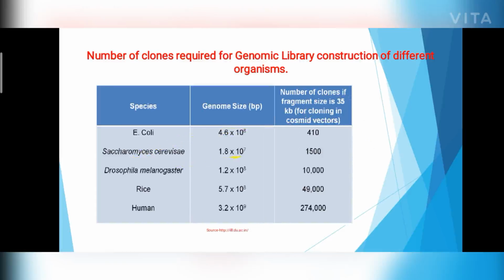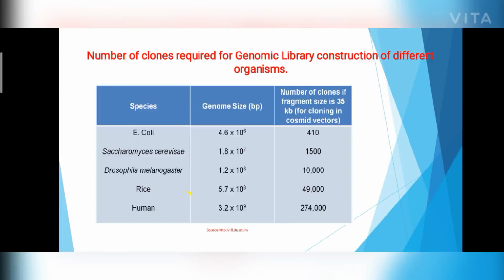E. coli genome is 4.6 × 10^6 base pairs. So if you are cutting this E. coli genome into small pieces, each piece of 35 kb in size, you require 410 cosmid vectors to hold the entire genome of E. coli. In the next example, yeast, it has 1.8 × 10^7 base pairs. This requires 1500 cosmid vectors to hold the entire genome of this yeast Saccharomyces cerevisiae. Each cosmid vector will contain a 35 kb size fragment of this particular yeast genome.